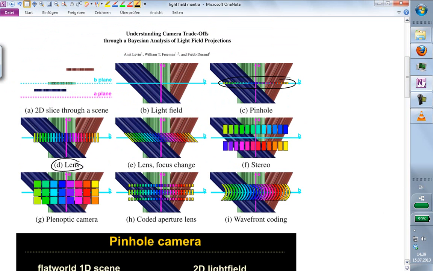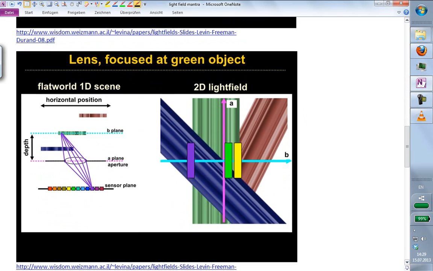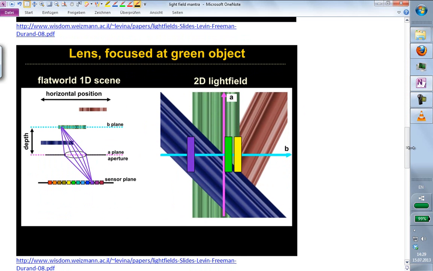Next, let's move to D, to the lens. Again, a slide from Anat's talk here. Shown here is a lens which again lies in the A plane, and it is focused. It has the right distance from the sensor plane such that a point in the sensing plane is mapped to a point in the B plane. And we can now look at these individual rays one by one.